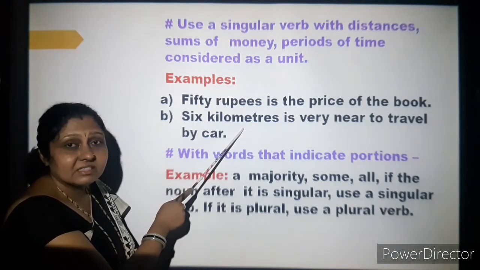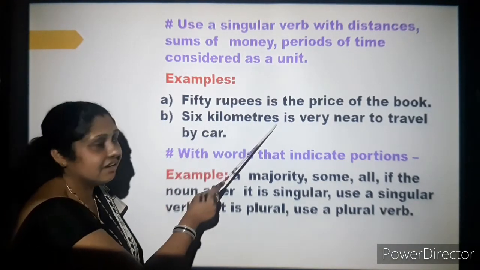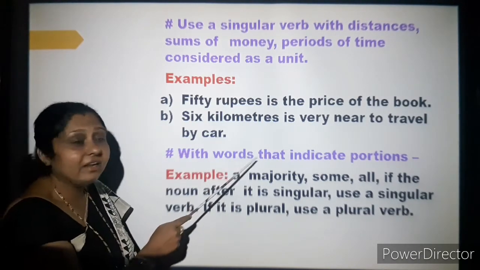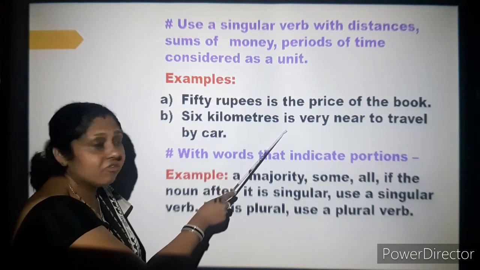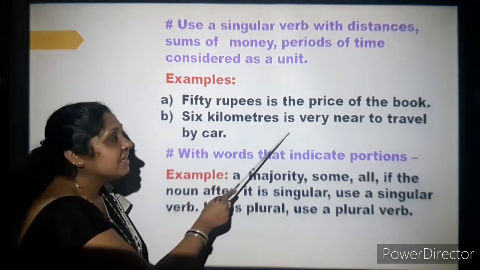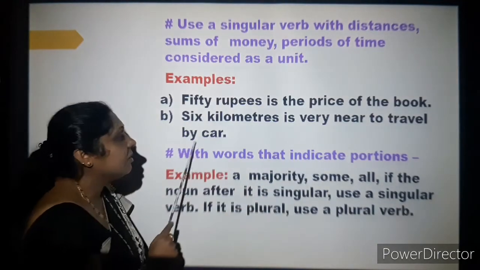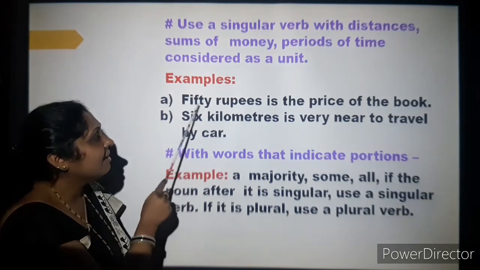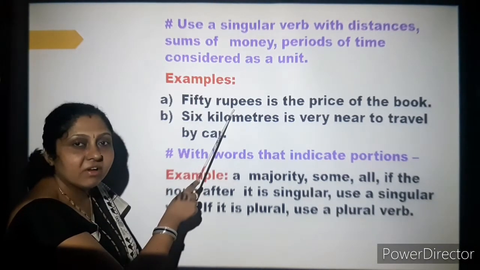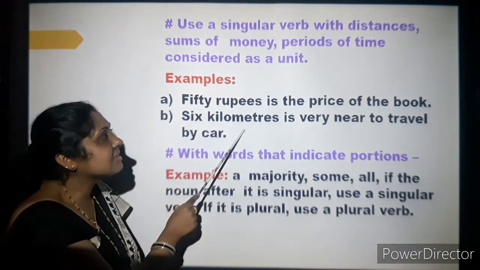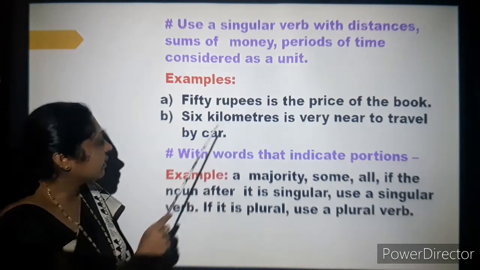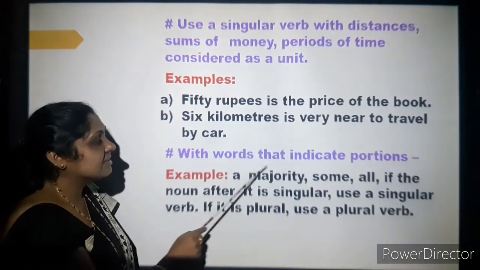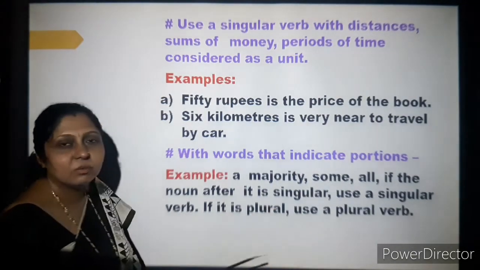6 kilometers. So, you are using S here. 6 kilometers. But it is a unit. So, what you have to do again? You have to use the singular verb. 6 kilometers is very near to travel by car. So, I have given you two examples here. One is regarding the sum of money. The other one is the distance.